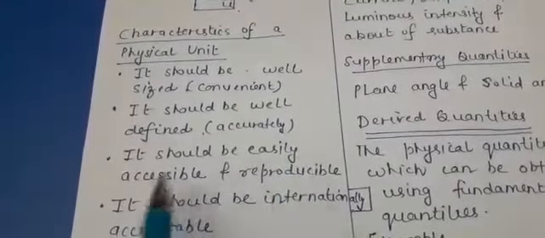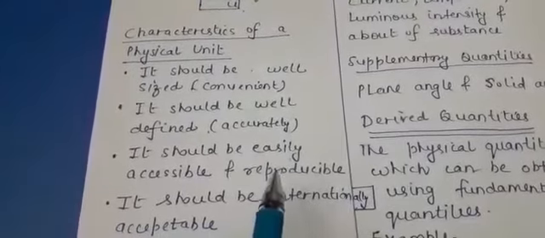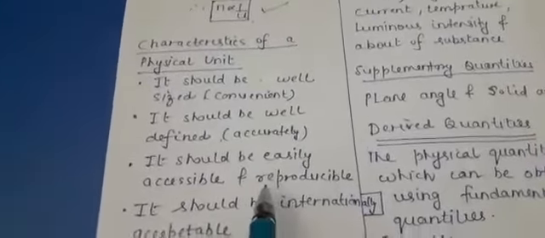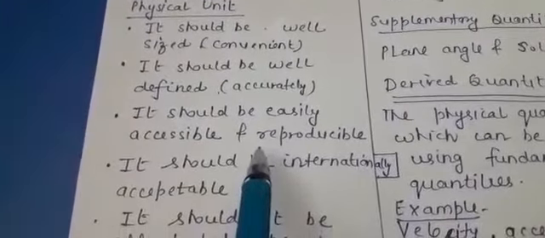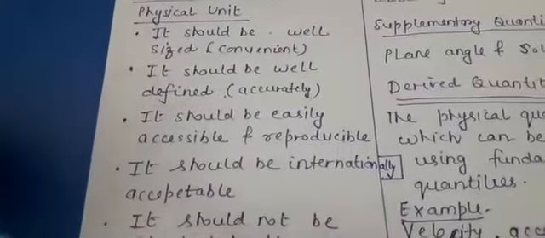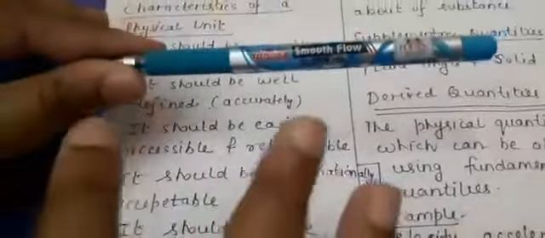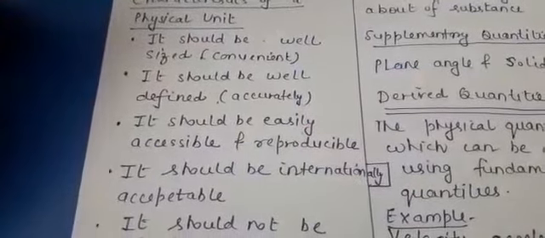It should be easily accessible and reproducible, as whatever physical quantity we are measuring in a particular physical unit. So for that, certain measuring instruments should be easily accessible, like we have to measure the length of this pen. For this we require a scale, so it is easily accessible everywhere.